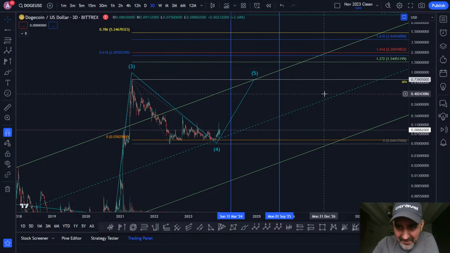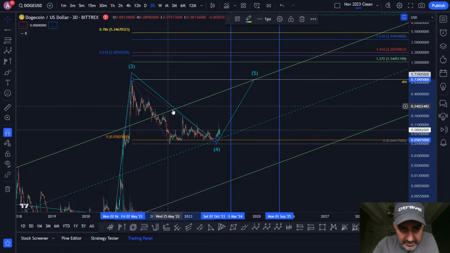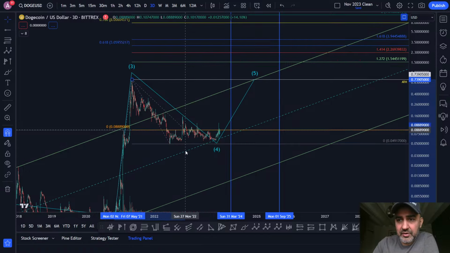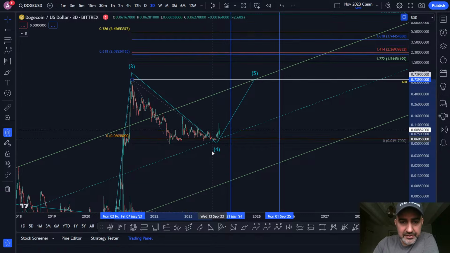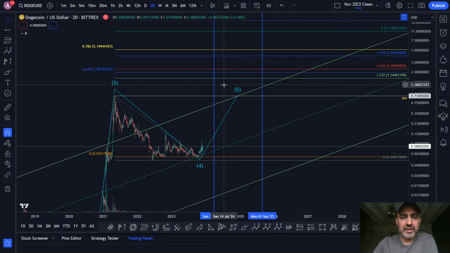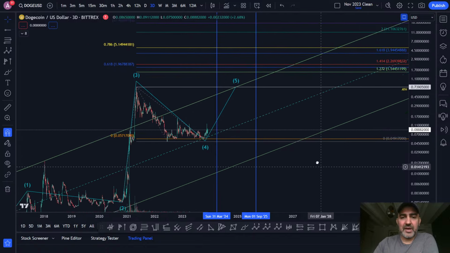The trend-based fib could be potentially from this low here, but it doesn't really change anything. You've got pretty strong confluence at $2 and $4, I would say. Even $2 and $4, you've got pretty strong resistance levels, and that might be it.